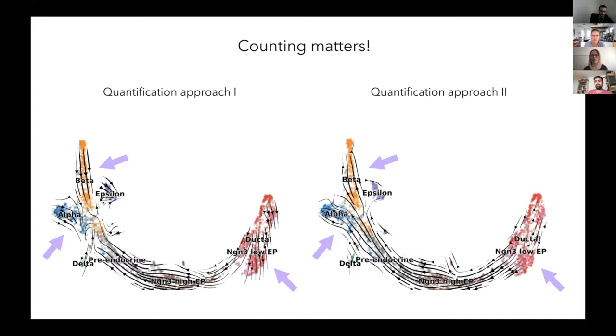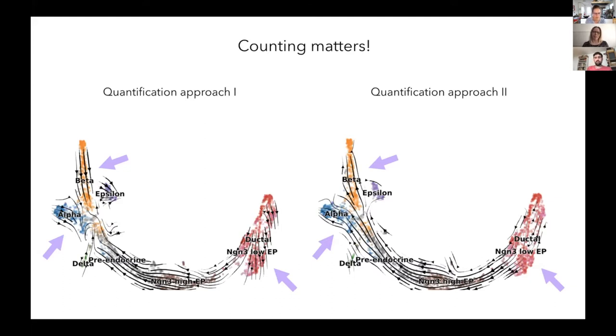So what we see here is two representations of the same dataset quantified in 2 different ways, and then RNA velocity estimated and overlaid onto this UMAP representation. And the purple arrows here indicate areas in these plots where the streamlines or the estimated flow from the velocity point in completely opposite directions depending on how you do the actual abundance estimation.